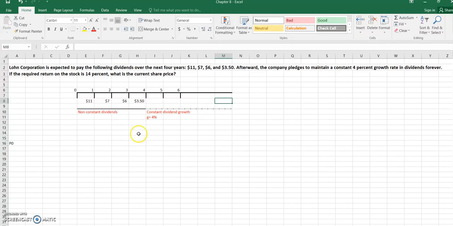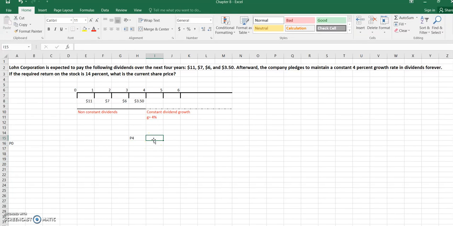So here we're going to use that formula. We're going to try to determine P4 because this is the breakdown. Before year 4, we had non-constant dividends. After year 4, we have constant dividend growth. So the point at which we need to determine the price is at the end of year 4, and that price at the end of year 4 is going to reflect in it all of the dividends that are to be received from the company after year 4. So here we need to determine P4, or the price at the end of year 4.